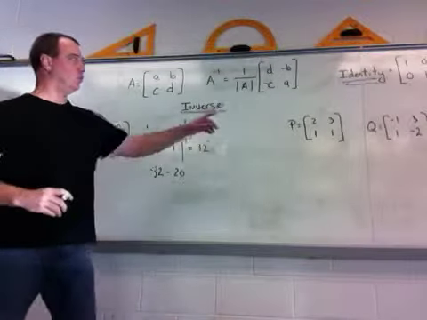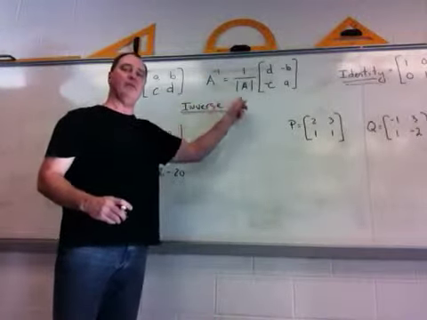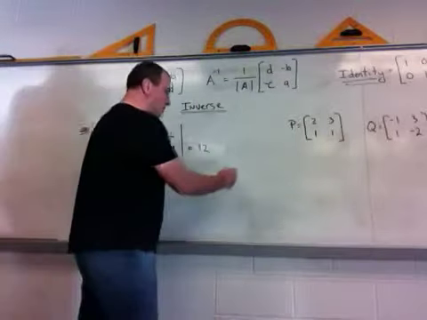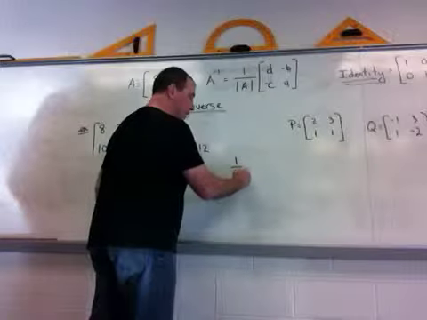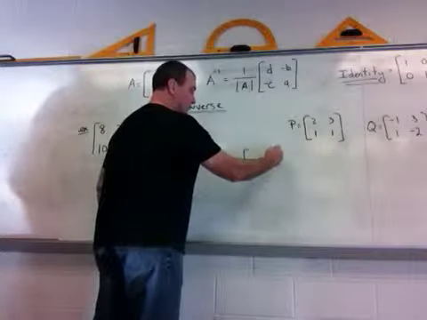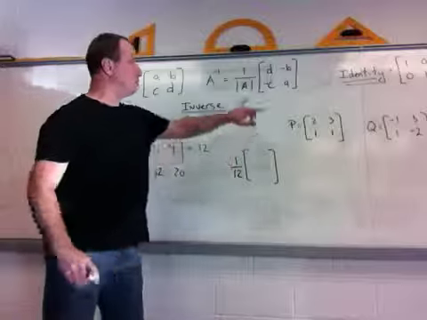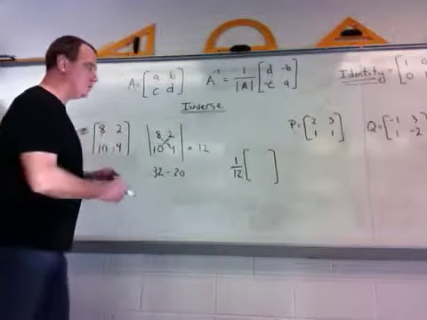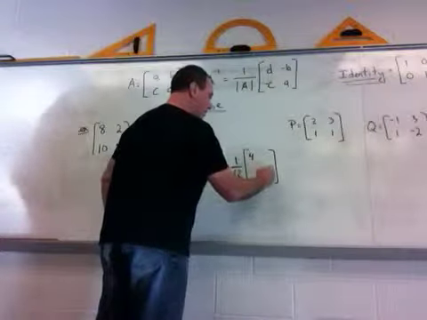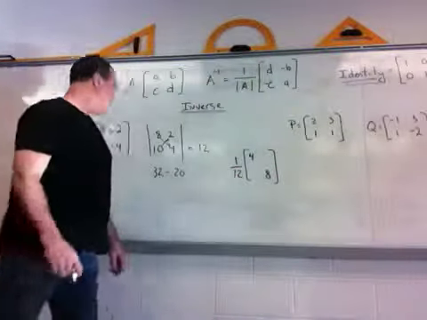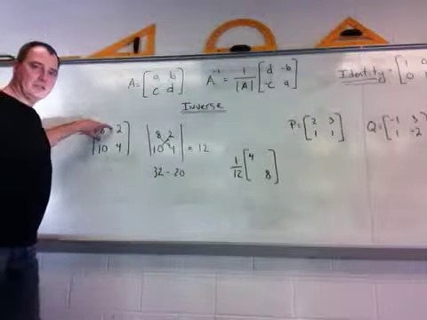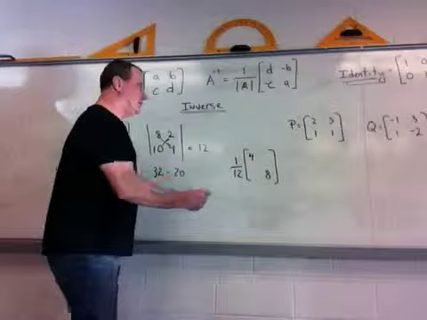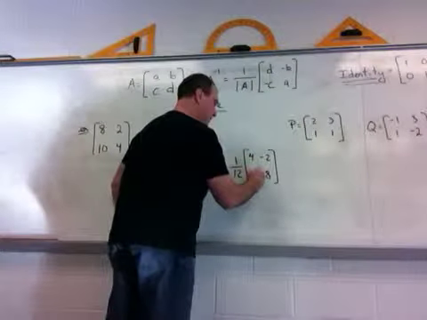Now if you look at the rule up here, we put 1 over that number times this matrix kind of rearranged. So we put 1 over 12 times, if we look at this rule, they switch places with the A and the D values, which in our situation is 8 and 4. So I'm going to put 4 there and 8 down there. And they make these two values their opposite signs, so negative and negative would be -2 and -10.